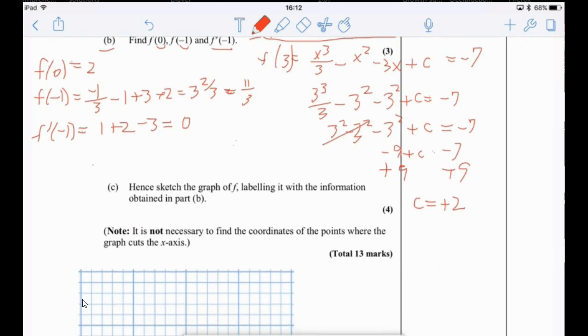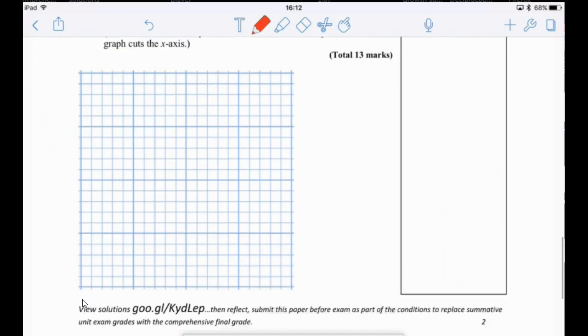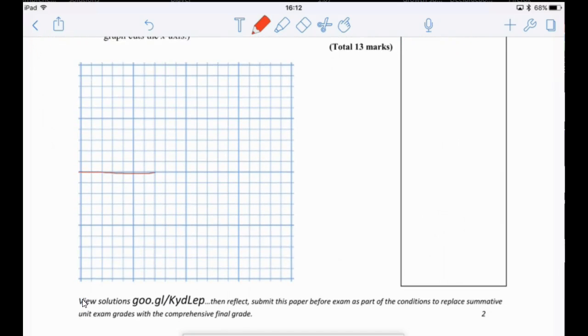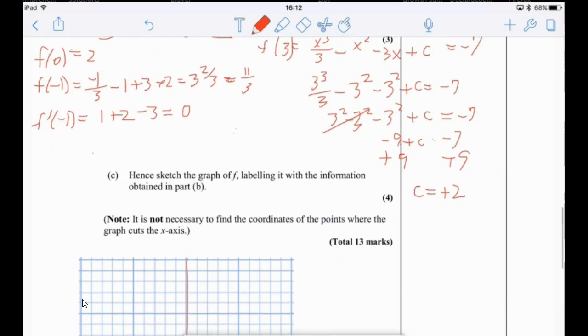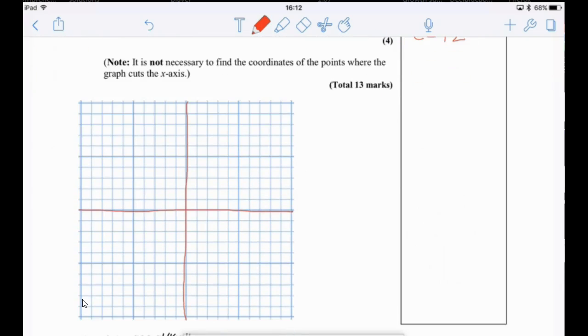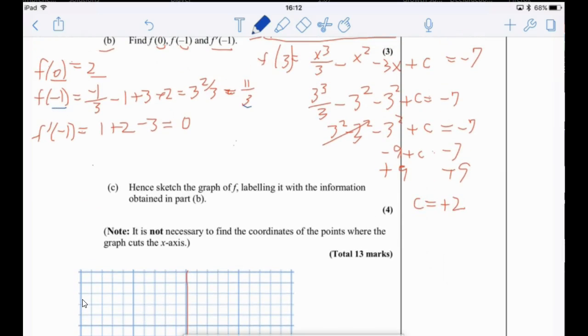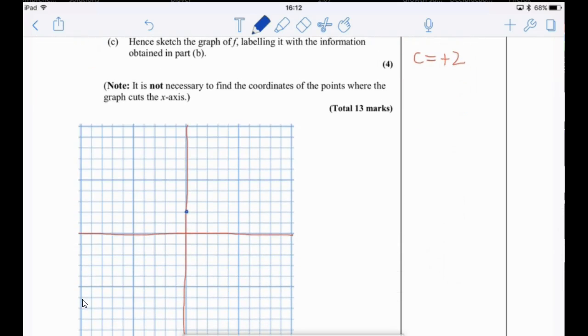Now, part C asks us to use the information we got in part B to graph the function. So first thing we're going to do is draw an x and y axis, and then we're going to graph some of these points. For example, we got 0, 2. So let's graph 0, 2. 0, 2 is right there. Then we also have negative 1, 11 thirds, also known as 3 2/3. Negative 1 and 3 2/3, which would be about there.